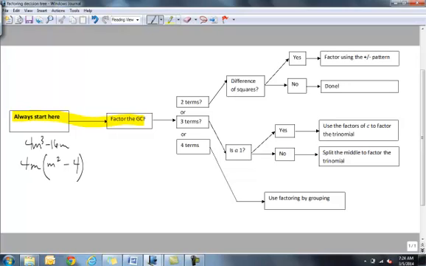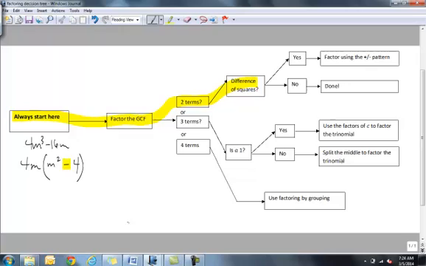Okay, continuing on. You never want to finish this decision tree early. We want to take it all the way to the right side. Okay, so 2, 3, or 4 terms left over. We've got 2 terms left over. And is it the difference of squares? Well, it is a difference, right? We've got subtraction, so that's important.